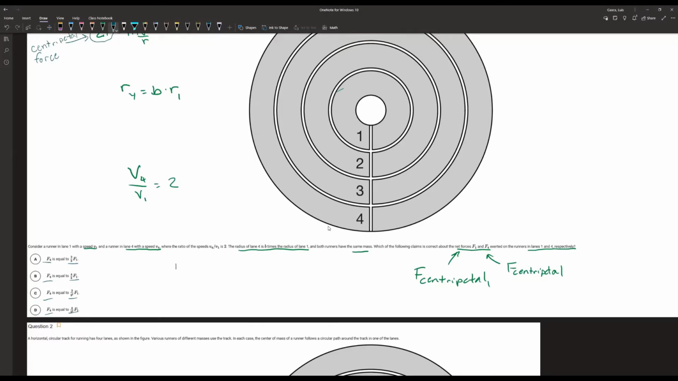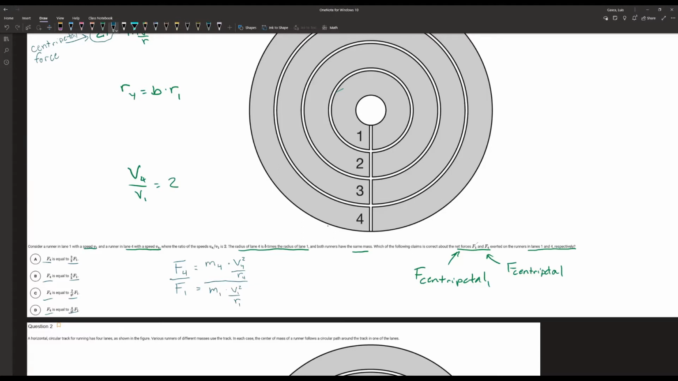So let's go ahead and do a ratio of the net force on runner 4 over the net force on runner 1. The net force on runner 4, which they're calling F4, is going to be the mass of runner 4 times the velocity of runner 4, quantity squared, divided by the radius of runner 4. And we're going to substitute those in here in a second. The net force on runner 1 is going to be the mass of runner 1 times the velocity of runner 1 squared, all over the radius for the path of runner 1.